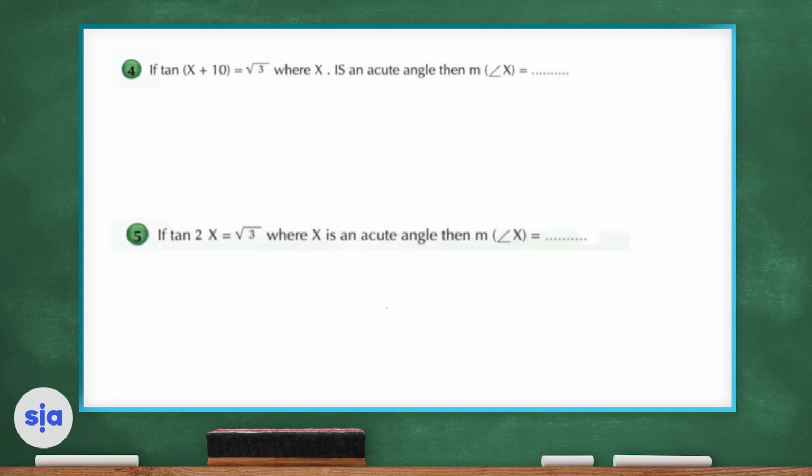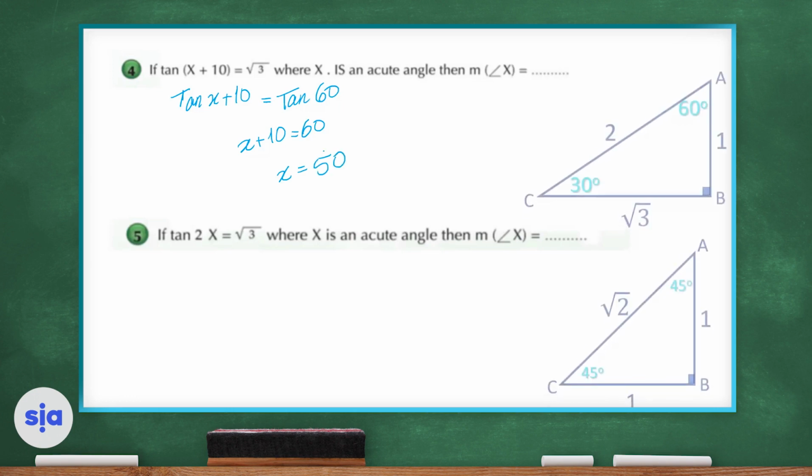In question 4, if tan of x plus 10 equals square root of 3 and x is an acute angle, then what is the measure of angle x? You're going to check tan what equals square root of 3? Yes, it's tan 60. Then you're going to say that tan of x plus 10 is equal to tan 60, then x plus 10 is equal to 60, so x equals 50. So the measure of angle x is 50 degrees.